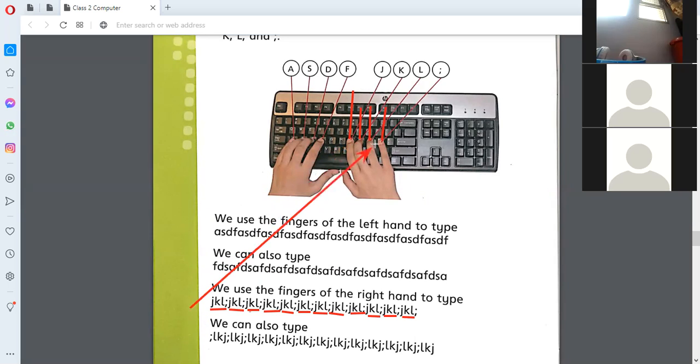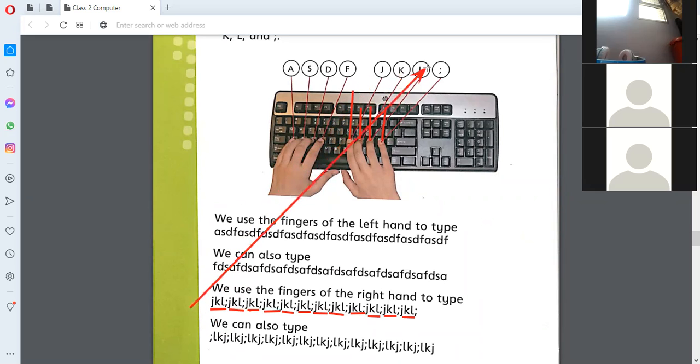See, the first letter written over here is a semicolon, and the semicolon is under the little finger. Then the next letter we have in this book is L, and L is along with the semicolon. Then the third letter is K, and K is before L. And then we have the next letter J, and J is before K.